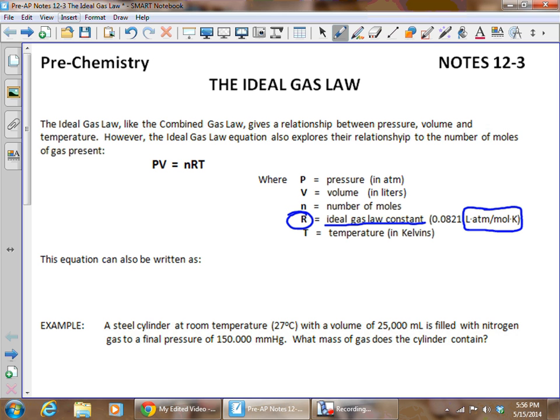When we were dealing with the combined gas law, it didn't matter what units we dealt with pressure and volume in, just the temperature. But now it does matter. It has to be in these units, and if it's not in these units, we're going to have to convert to these units.